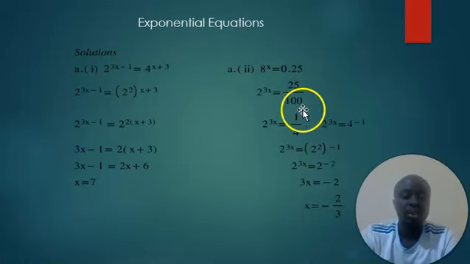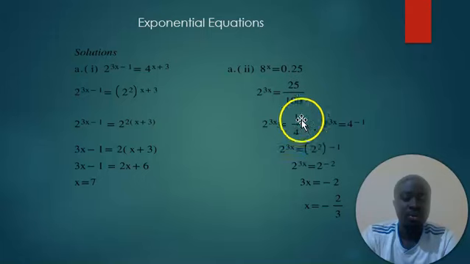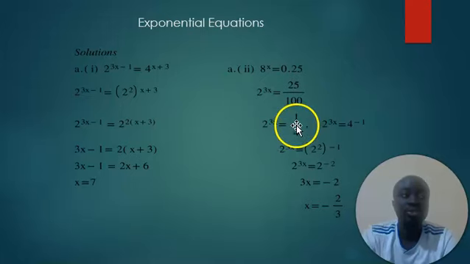Now, you always want to make the bases the same. But here, we have 1 over 4. So 1 over 4 can be written as 4 to the power minus 1, or you can also make it (1 over 2) raised to the power 2. So when you bring it up, it becomes 2 raised to the power minus 2. But let's take it from here.